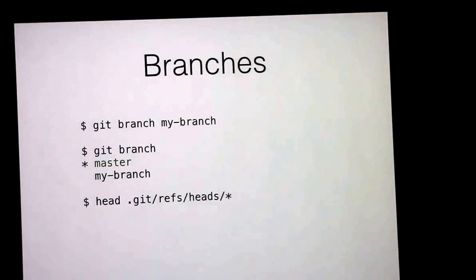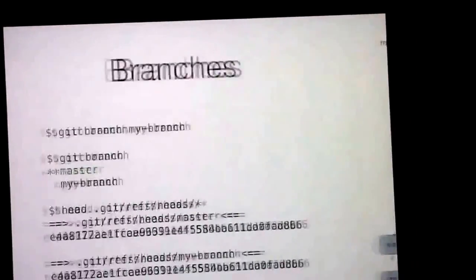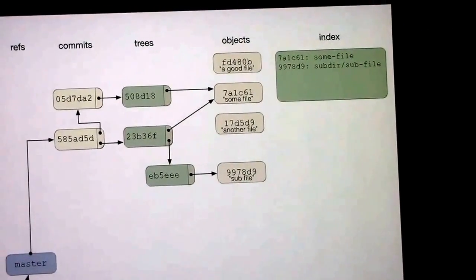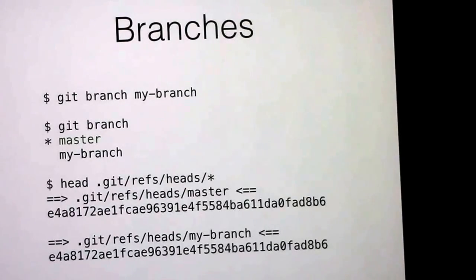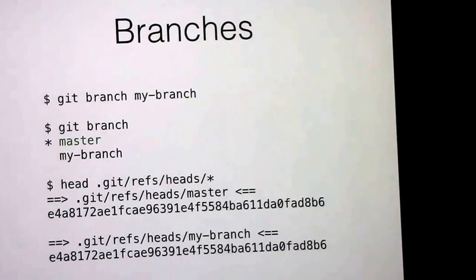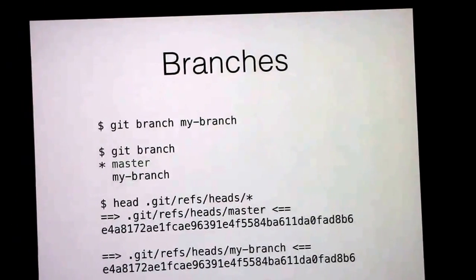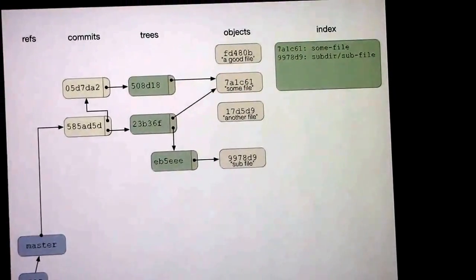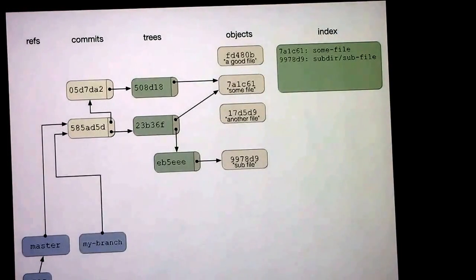Go ahead and type cat .git/refs/heads/*. You should see all that. Both master and mybranch point to the same commit. So in a picture, it looks like this. Here's where we were when we said git branch mybranch. We create a new branch. And it's just like master. It's a copy of master.